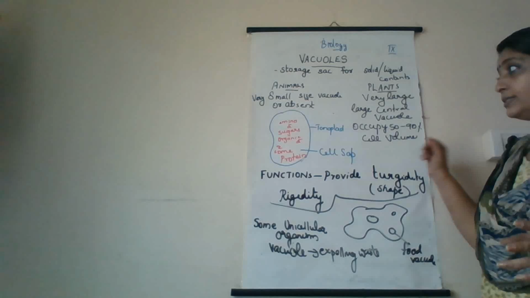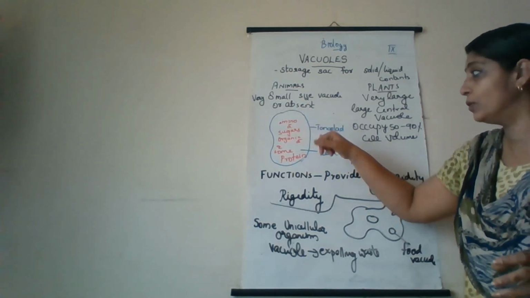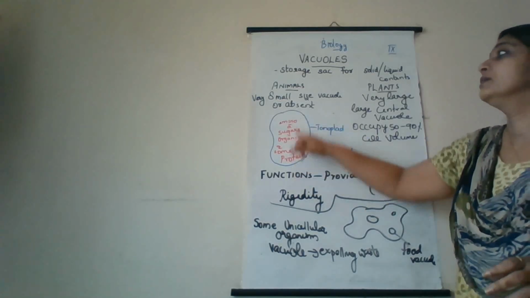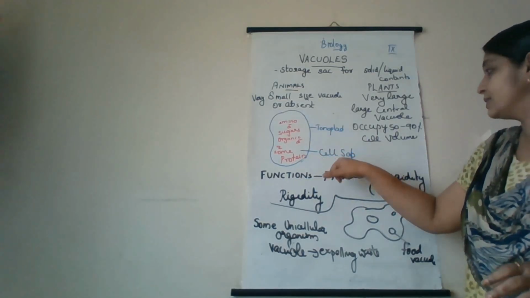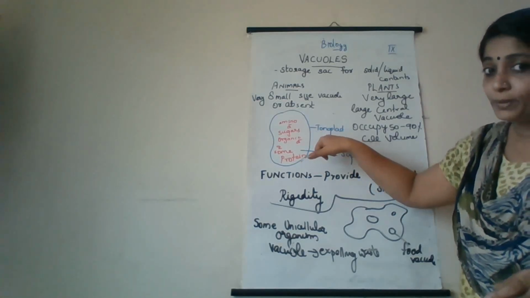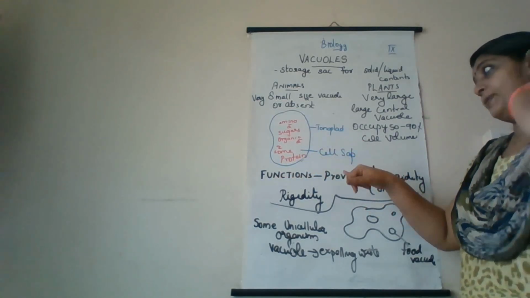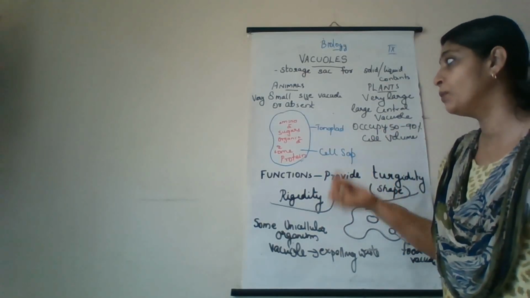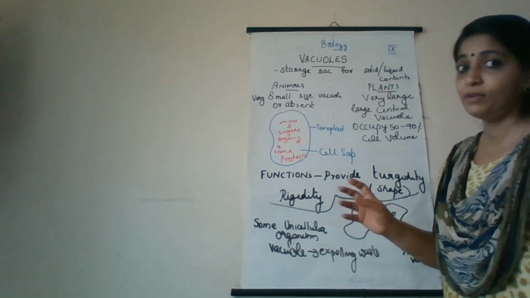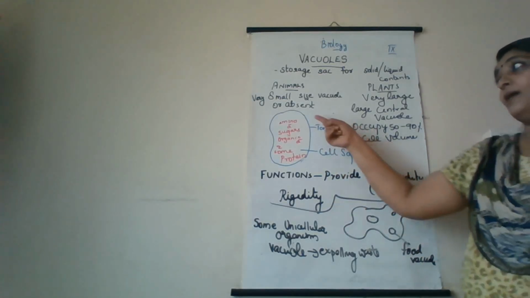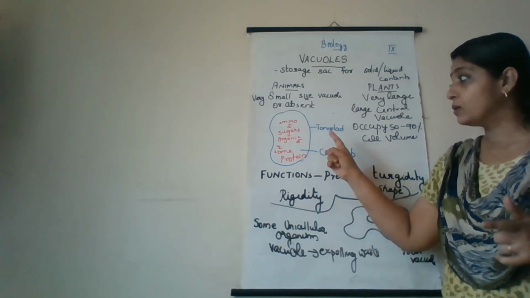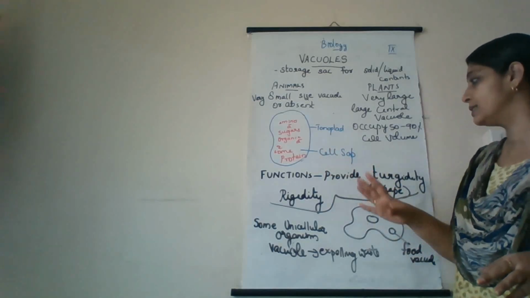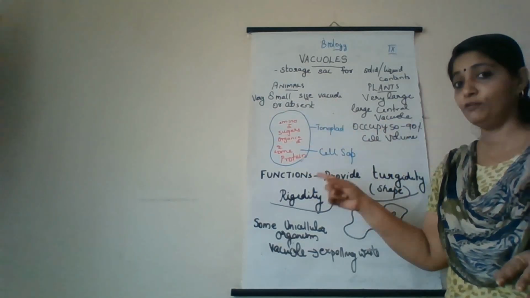Now coming to the structure, it has an outer membrane called the tonoplast, and inside there is a sap filled with ground material called the cell sap. In the cell sap, various materials like amino acids, sugars, organic acids and some proteins are stored. So that is the structure of the vacuole.